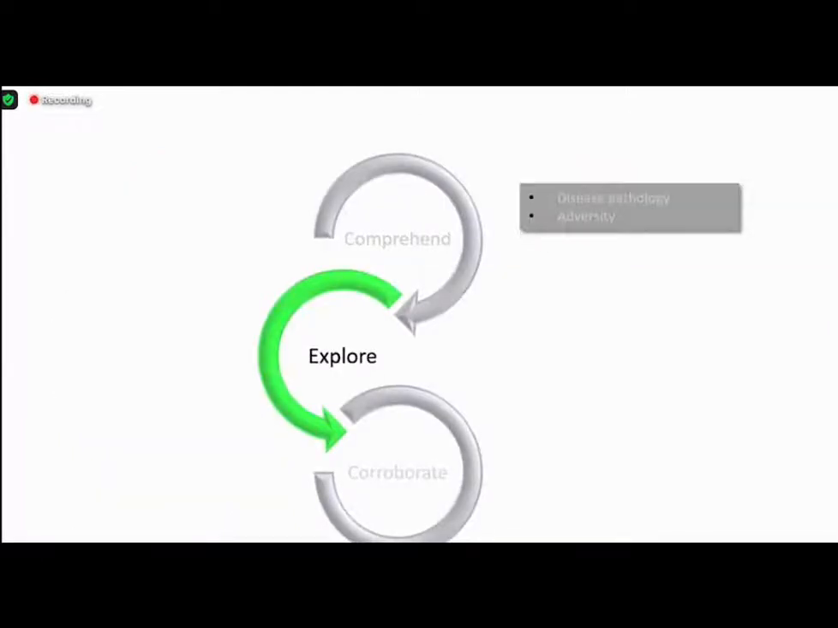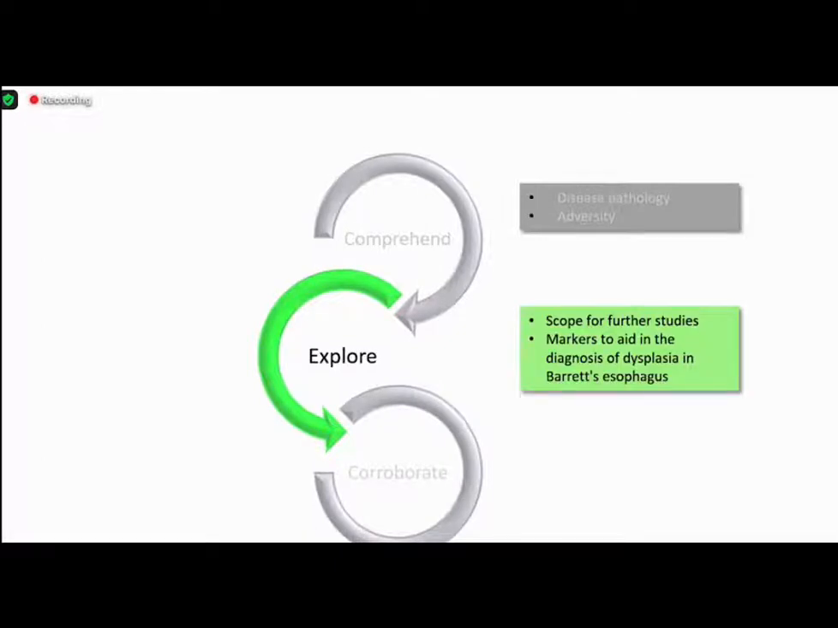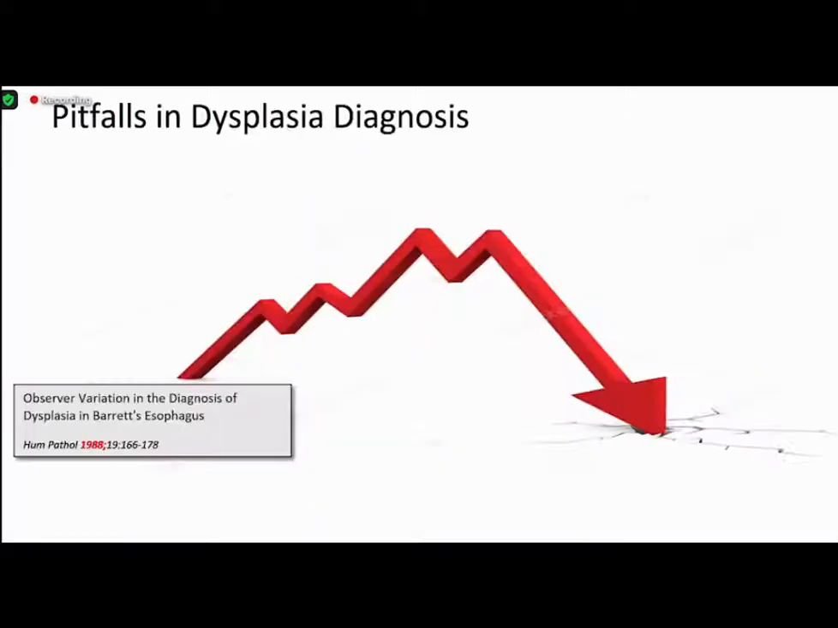So this brings us to our second question: to see if there is any scope for further studies, and in particular for markers to aid in the diagnosis of dysplasia in Barrett's esophagus. We have already paved some way with the variable risk of progression. And since clinical management depends on dysplasia in Barrett's esophagus, let's review the literature and see how good we are at diagnosing dysplasia.